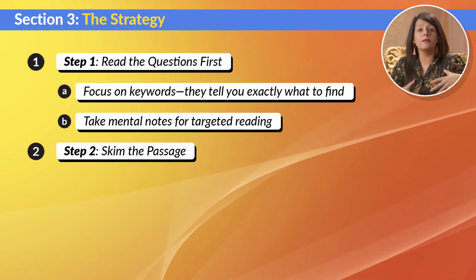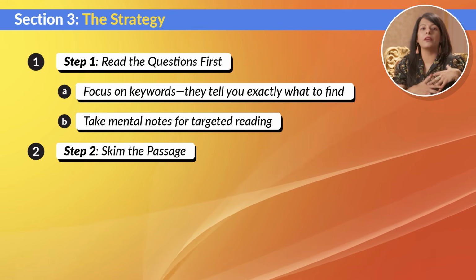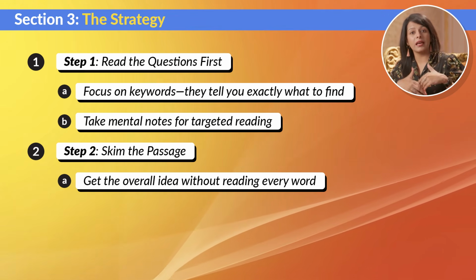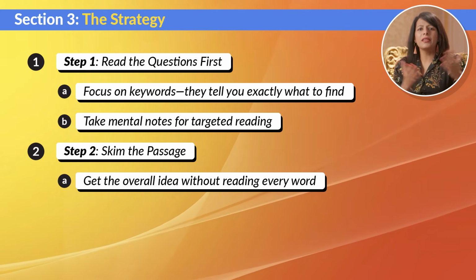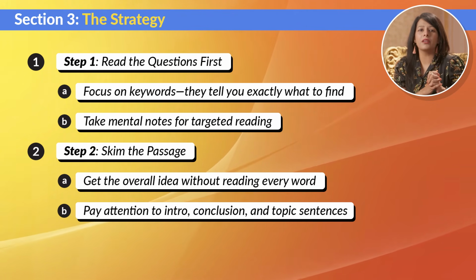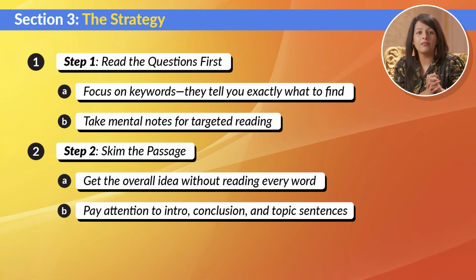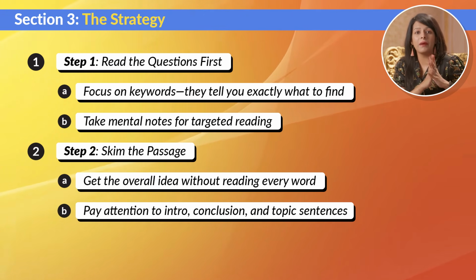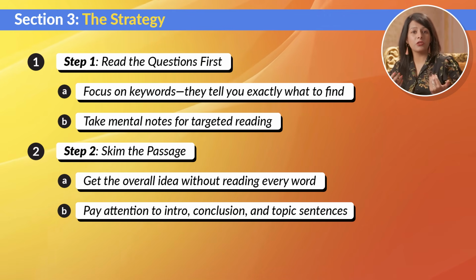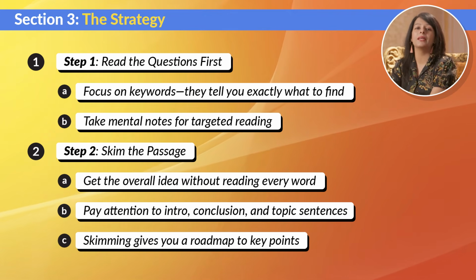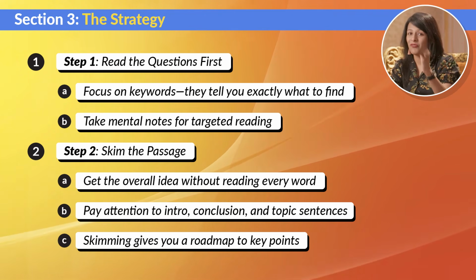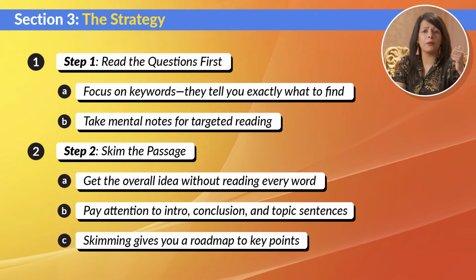The second step is to skim through the passage quickly. Skimming means getting a general idea of the passage without focusing on every single word. Focus on the introduction and conclusion paragraphs as they usually contain the main ideas. Also, pay attention to the topic sentence of each paragraph because it guides you about the content that follows. Skimming saves time and gives you a rough roadmap of where important information might be found.